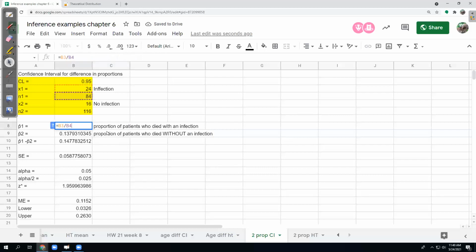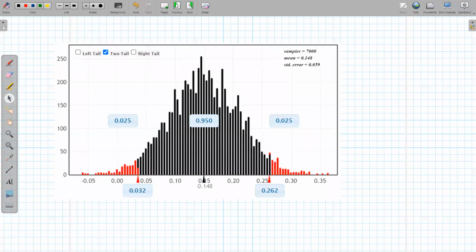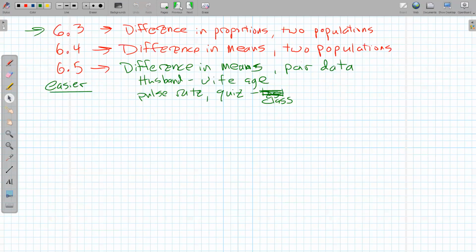And so all it does is it just looks above and it says, oh, let's take x1 over n1, x2 over n2, and then down here we just subtract the two of them. So this one right here for our confidence interval, this is what we call the sample statistic, the difference in the two. The standard error takes that big nasty formula and just puts it in a spreadsheet. So it just says, take P1 times 1 minus P1, divide by the sample size, P2 times 1 minus P2, divide by the sample size, take the square root. So all I'm doing there is just I typed in the right order of operation.